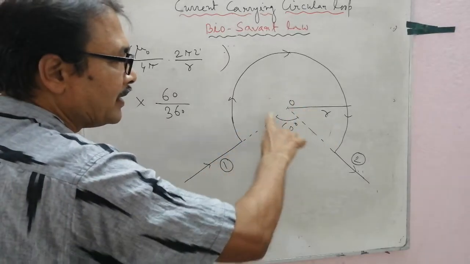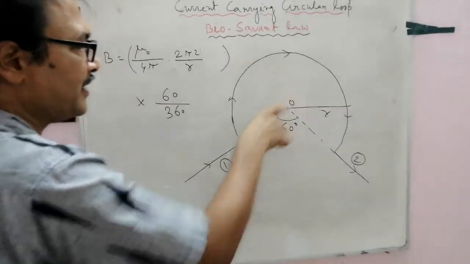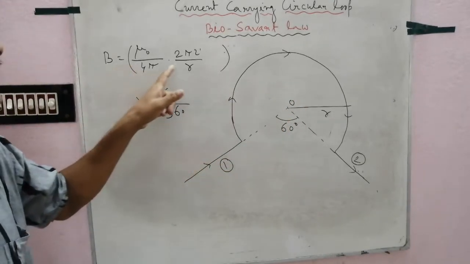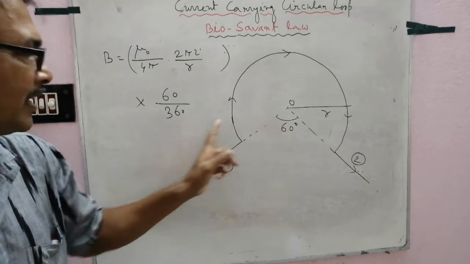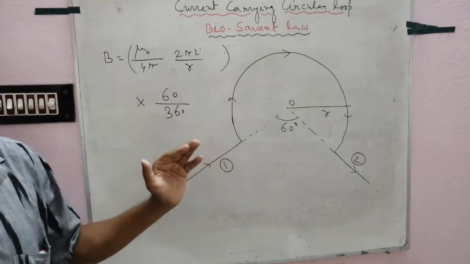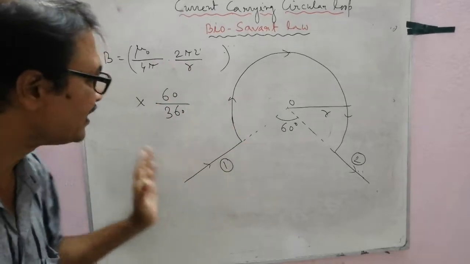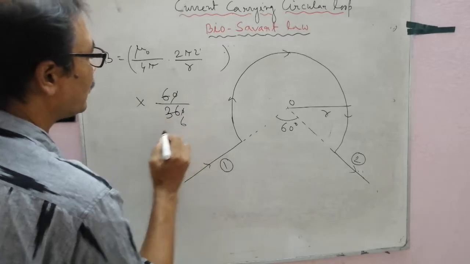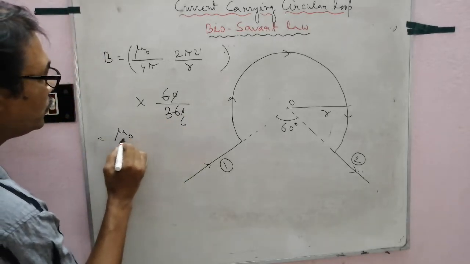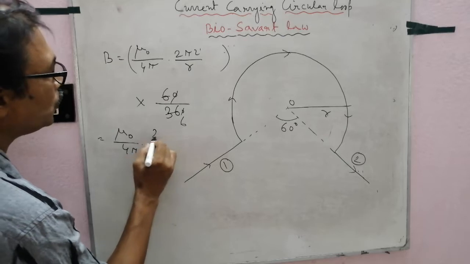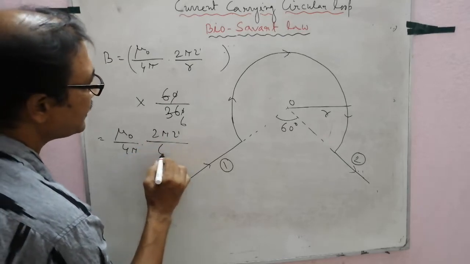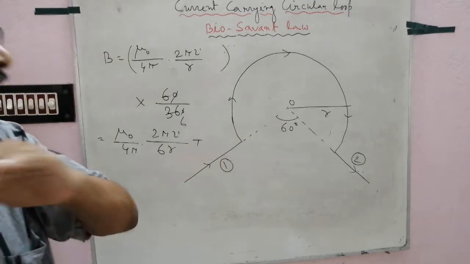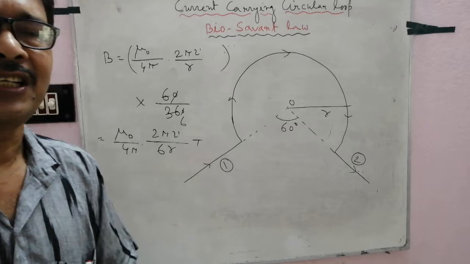For this angle 360 degree, the magnetic field at the center is this. So for 60 degree angle, just by applying the unitary method, you will get this. So the final result is mu0 by 4 pi 2 pi I by 6R. Clear? This is the result, and the direction is perpendicular to the plane of the board, downward. For this portion and this portion, nil.